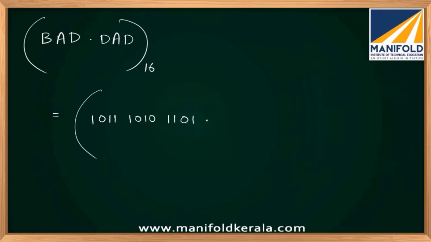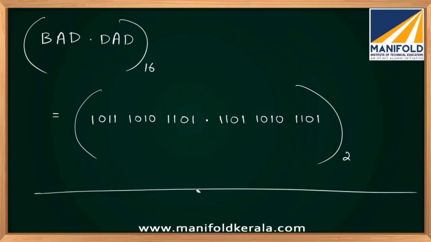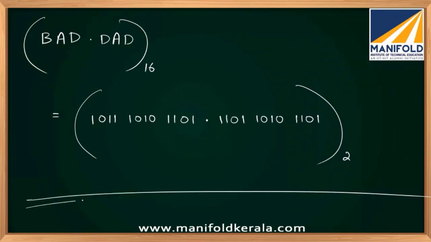That is the integer part. Now the fractional part. D is 1 1 0 1, A is 1 0 1 0, and D is again 1 1 0 1. So this is your binary. You can see that this conversion is much easier than decimal to binary or binary to decimal. Hexadecimal to binary and octal to binary are very simple conversions.